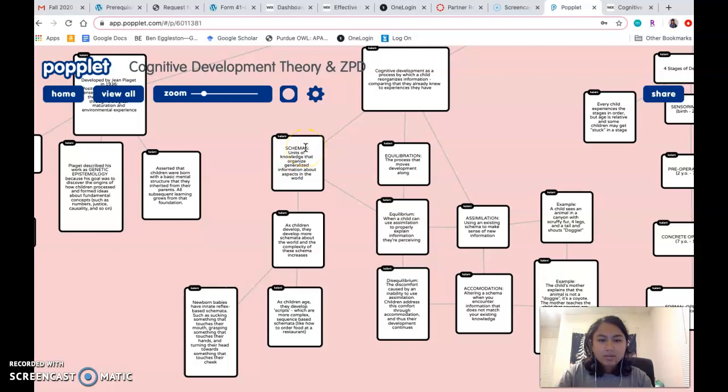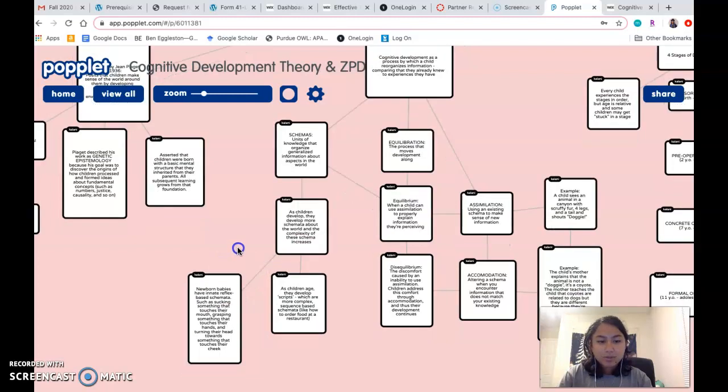So a schema, or schemata, schemas, grammar. A schema is a unit of knowledge that organizes generalized information about aspects in the world. So as children develop, they develop more schemata about the world, and the complexity of these schemata increases.